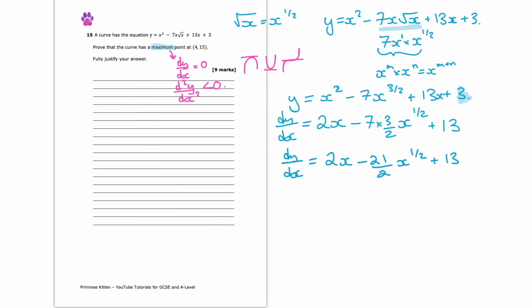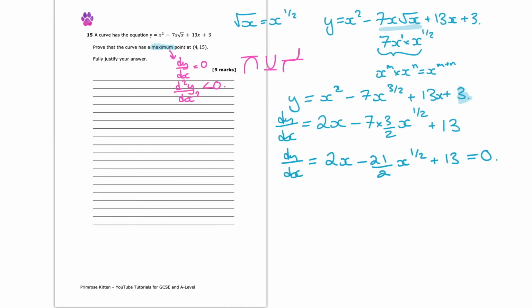And we know that that is equal to 0 because we're looking at a maximum point. But we're asked to prove that this is the case. And this would be difficult to solve. It's possible to solve this though. We need to think, how could we solve this equation? I would recommend you look at this like a quadratic equation.